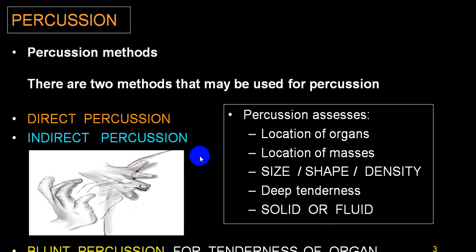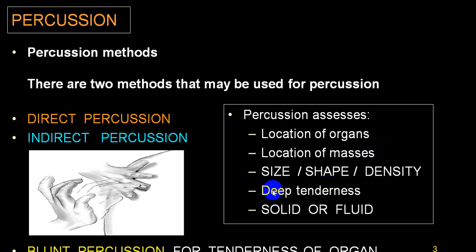By and large, percussion is done to find out the location of organs, and to find out if there is any mass present, whether it is solid or liquid. Depending upon the percussion sound, we can identify whether it is solid or liquid, and what type of mass it is. We can also roughly identify the size, shape, and density of that particular organ or mass.